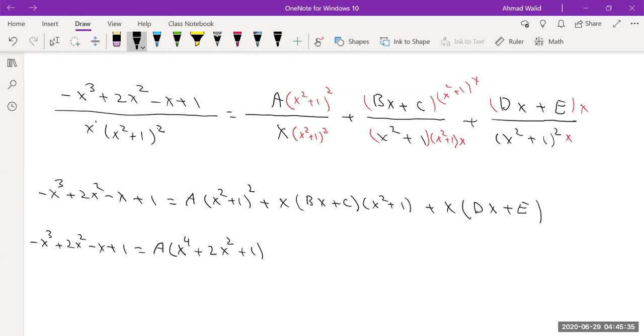Here, you multiply 3 parentheses. The best way is to first distribute x, then the result multiply with this. X times bx gives you bx squared. And x times c gives you cx. That means bx squared plus cx times x squared plus 1. Here, distribute the x. X times dx gives you dx squared plus x times e gives you ex. Now, here distribute a to all terms. Here, FOIL.